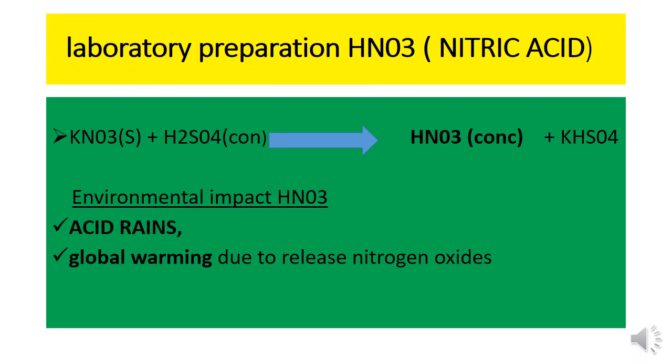Then how to prepare nitric acid in the laboratory. We use potassium nitrate reacted with sulfuric acid to produce nitric acid and potassium hydrogen sulfate. Then what is the impact of this production of nitric acid? It causes acid rain and global warming due to release of nitrogen dioxide.